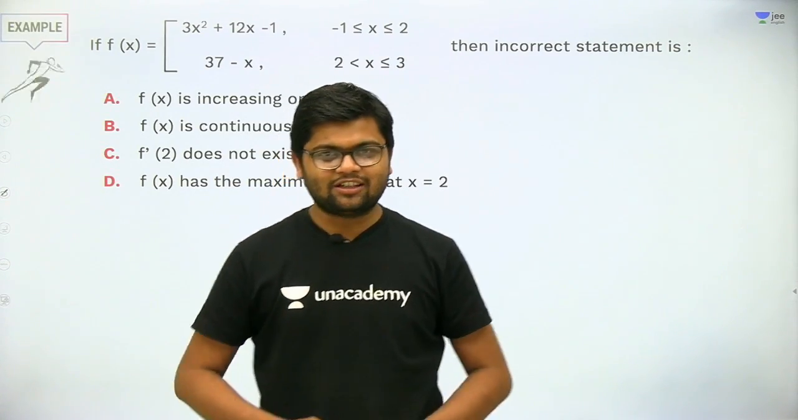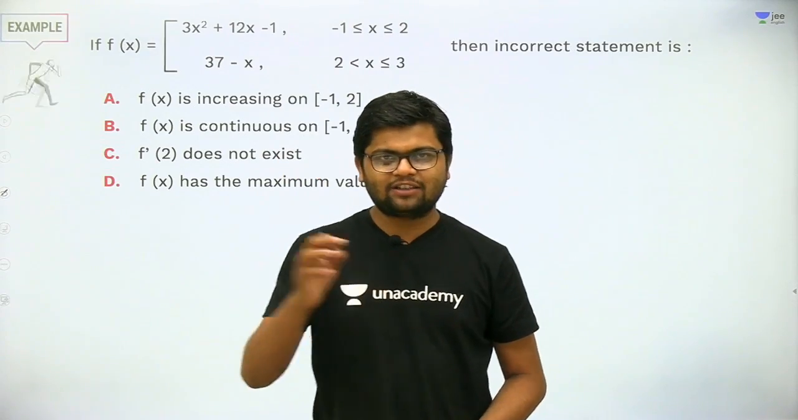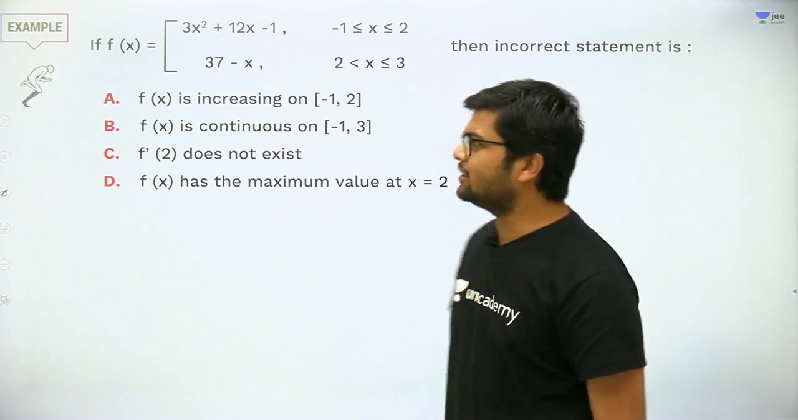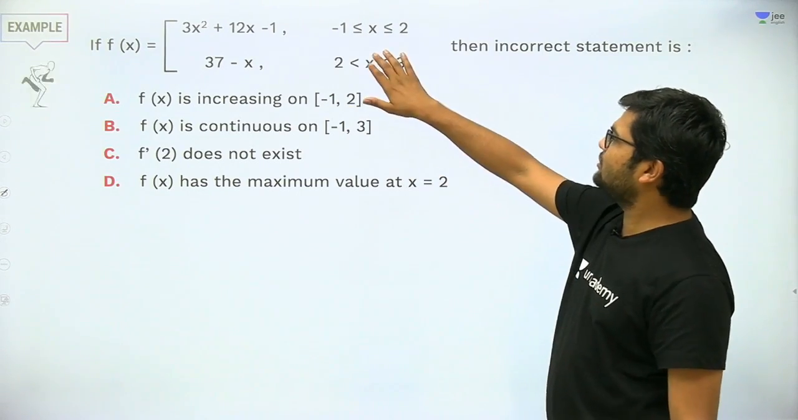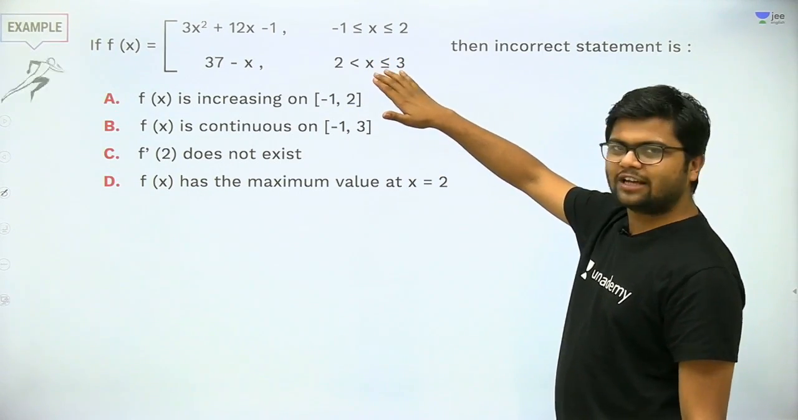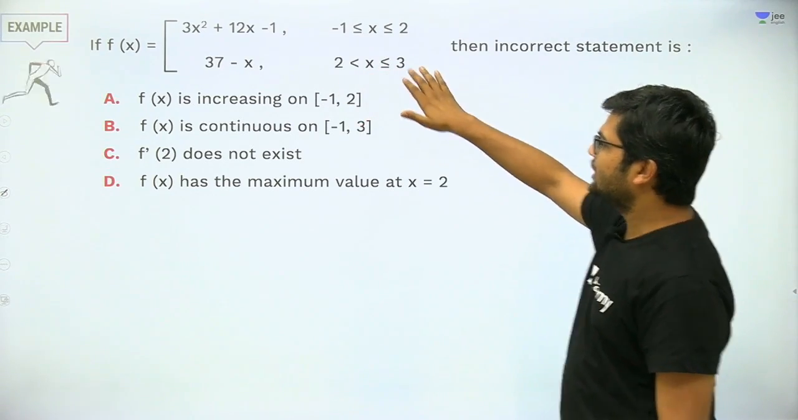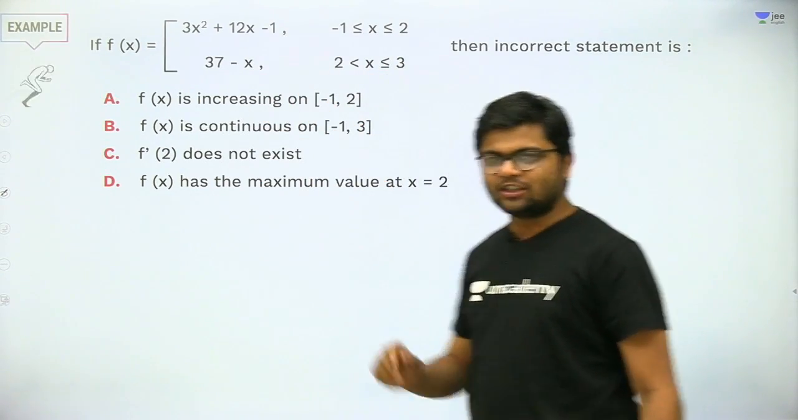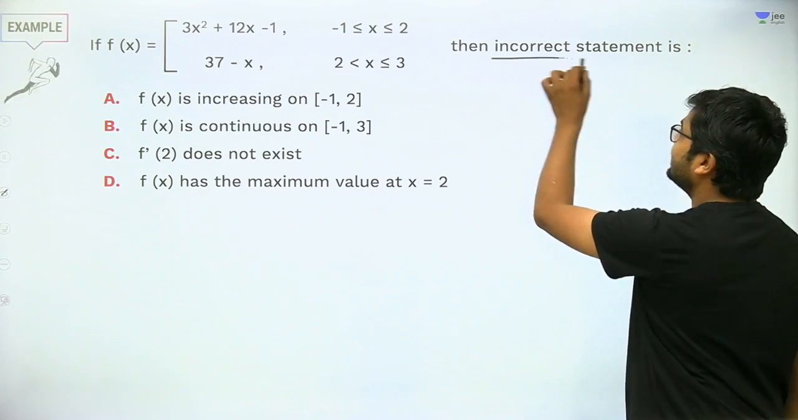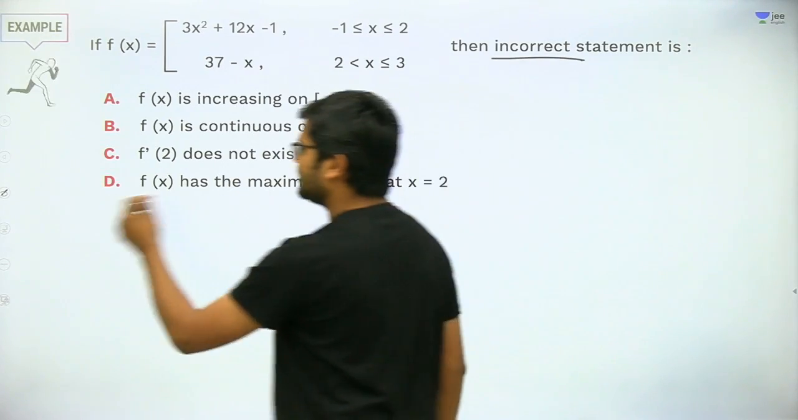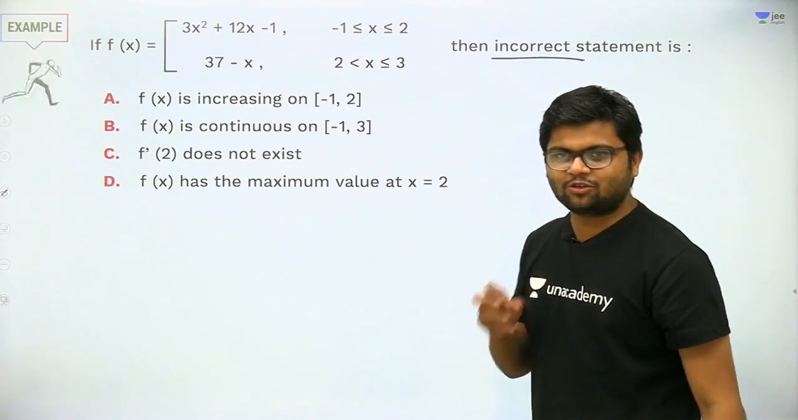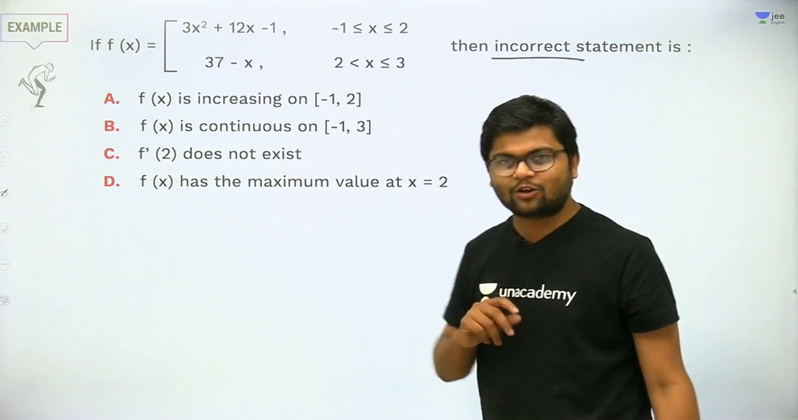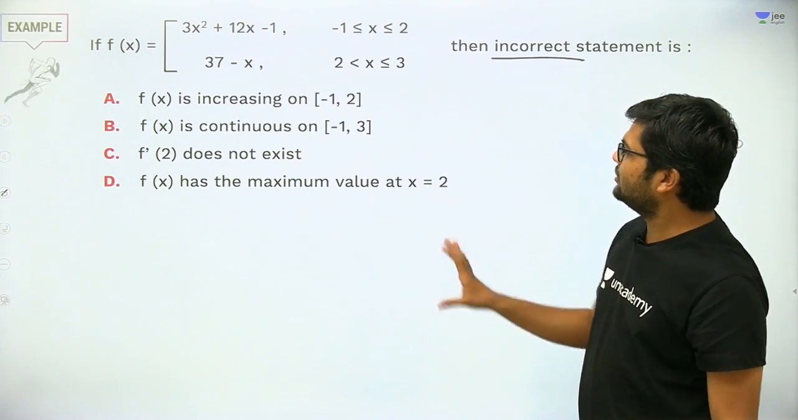So we are doing the first problem. f(x) is given to me as 3x² + 12x − 1 for x going from −1 closed to 2 closed, and for x going from 2 open to 3 closed, this is the definition. Now the question has asked us for the incorrect statement. This is very important. Sometimes children skip this, whether the question has asked us for the correct or incorrect statement.